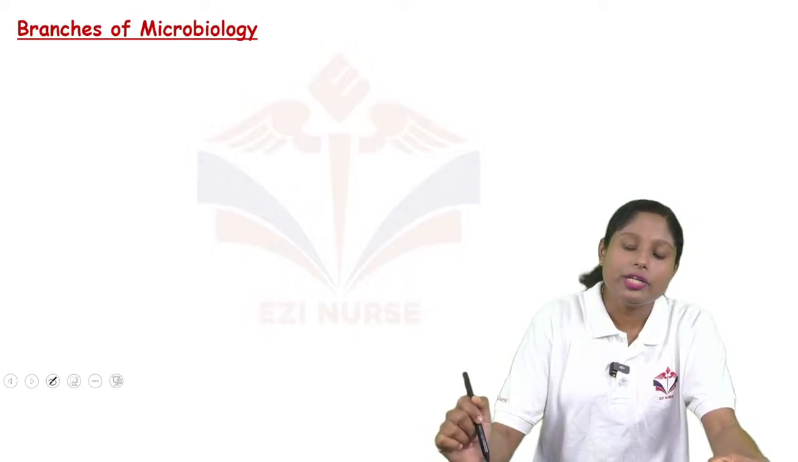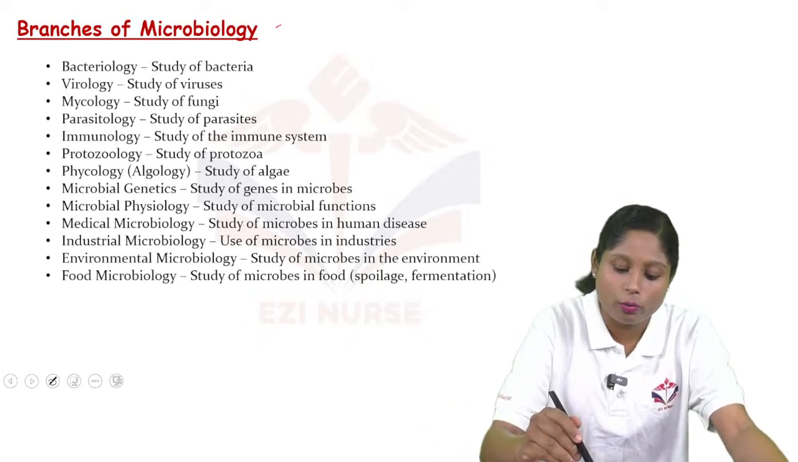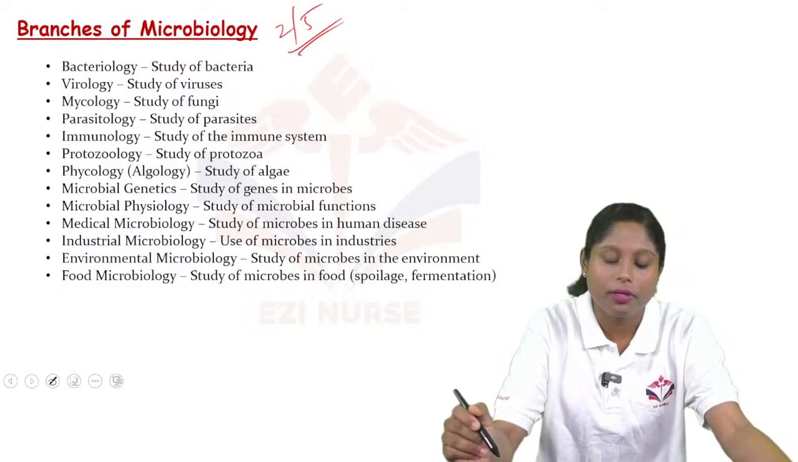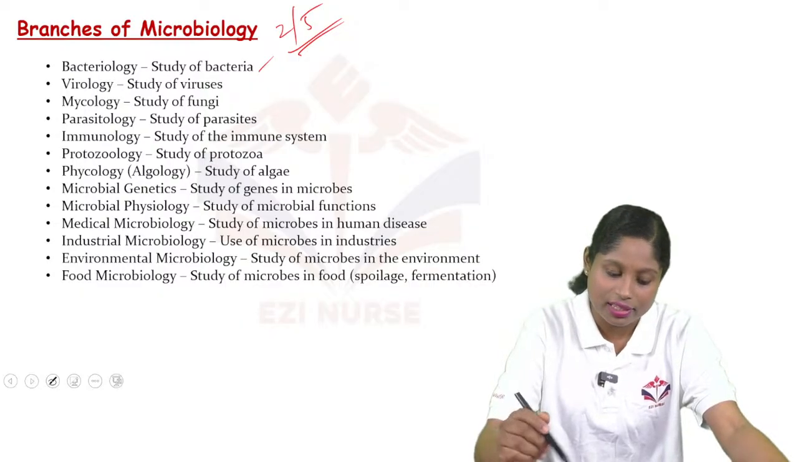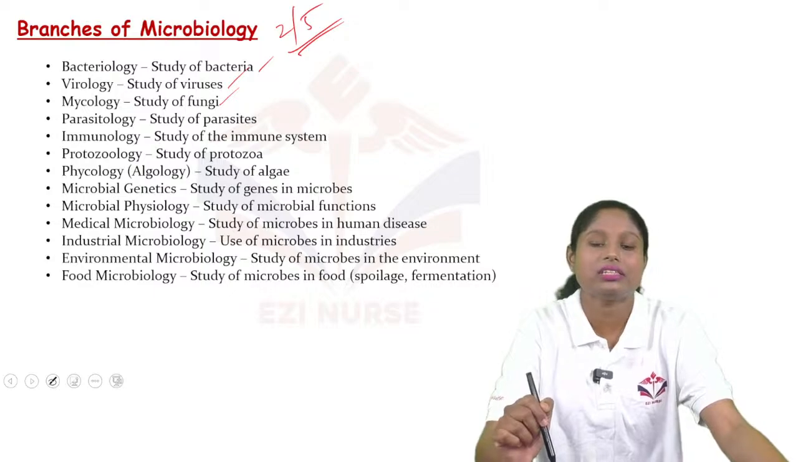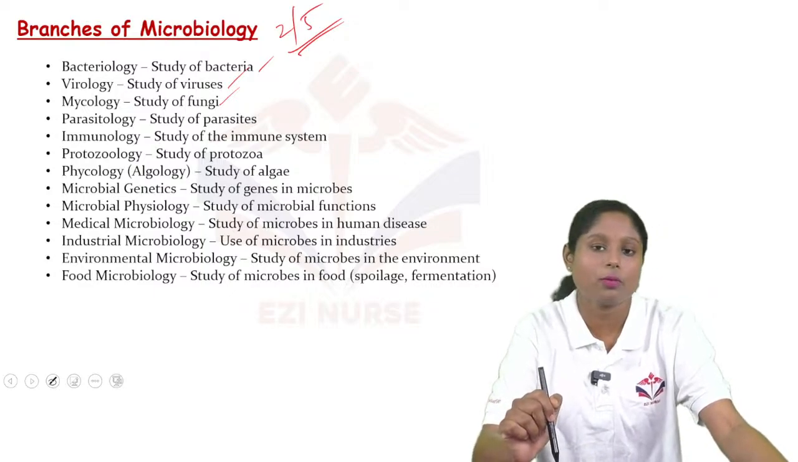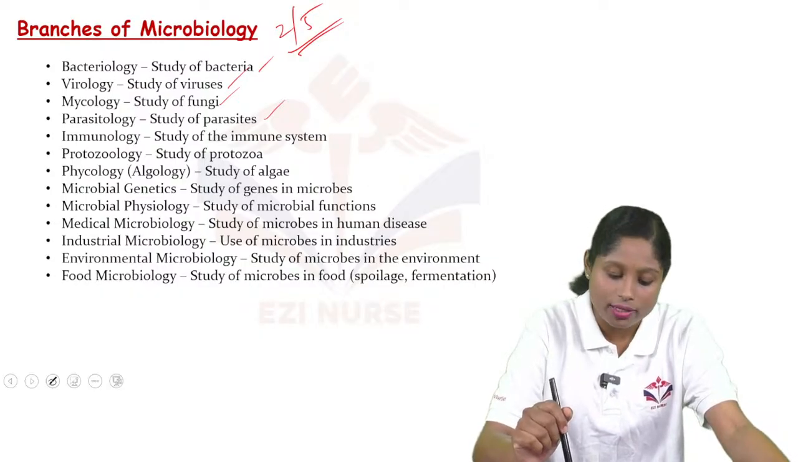Now we are going to discuss the branches of microbiology. That is also one that will come as a 2 marker or a 5 marker. What are the main branches of microbiology? Bacteriology, the study of bacteria. Virology, the study of viruses. Mycology, the study of fungi. Parasitology, the study of parasites.